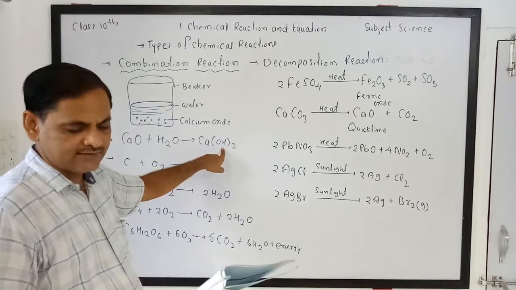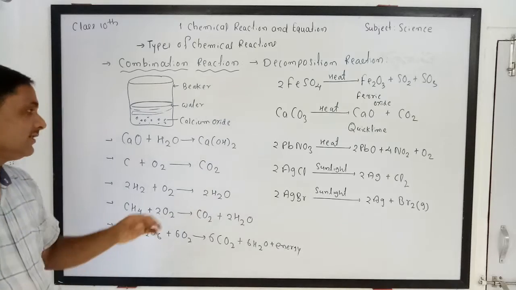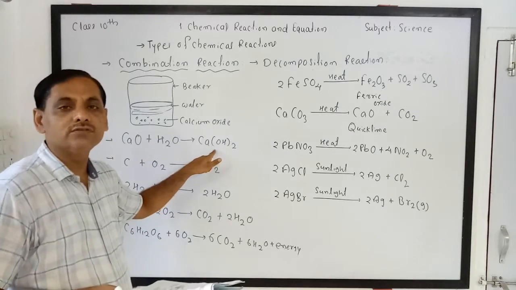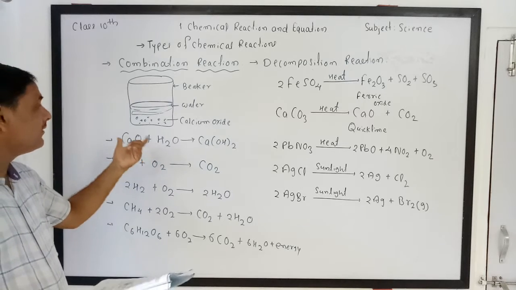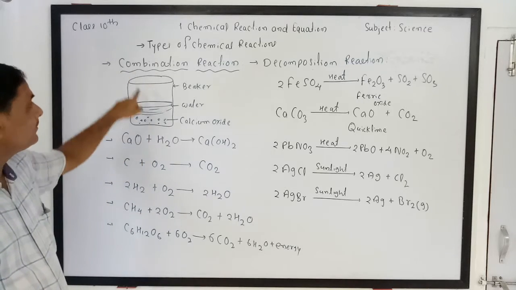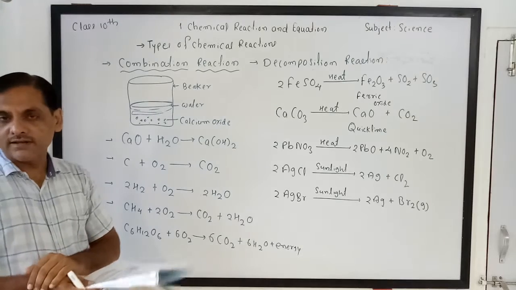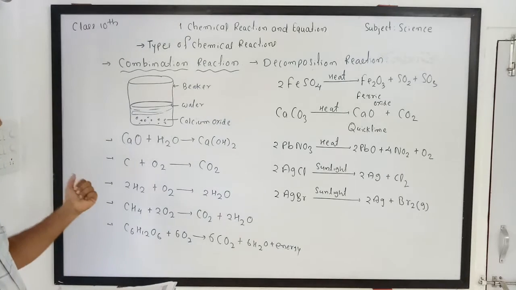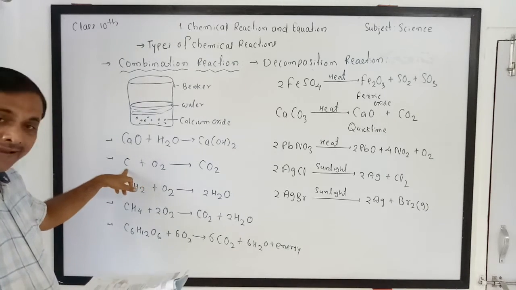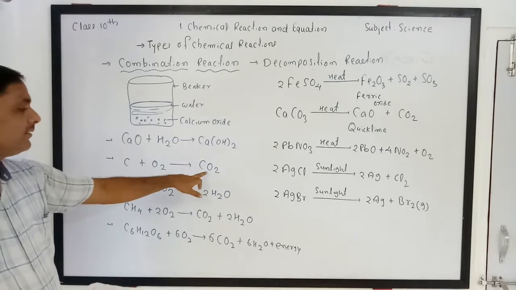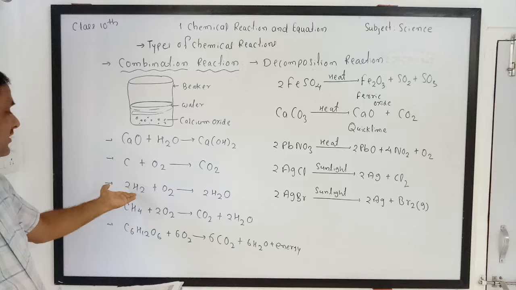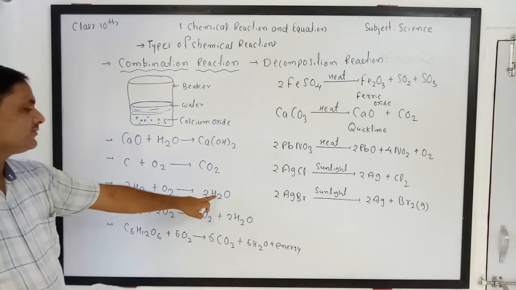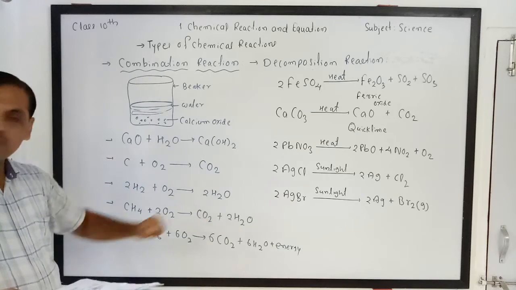Calcium hydroxide is also called slaked lime. Another name is slaked lime. Here calcium oxide and water are combined. So this is one example of a combination reaction. Clear? Another example is here: carbon and oxygen combine and carbon dioxide is produced. Another example is 2H2 plus O2 gives 2H2O, which means water is formed.